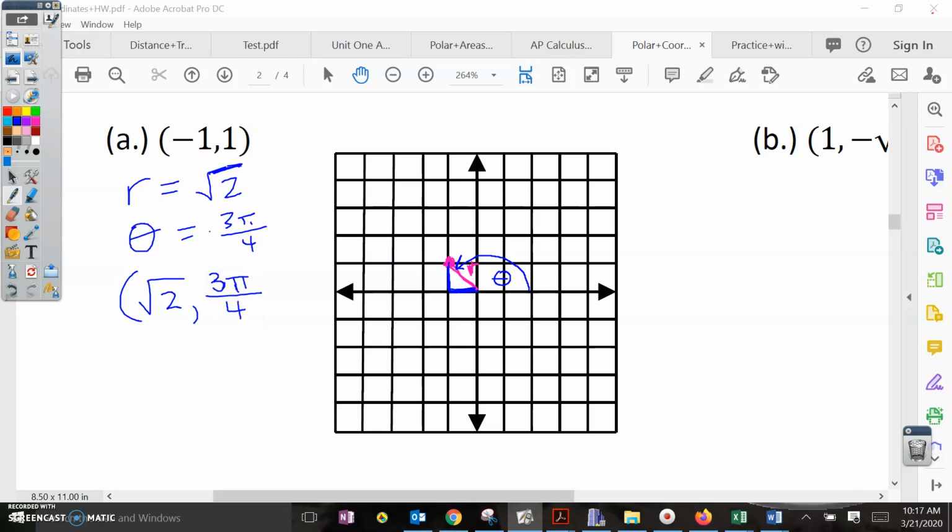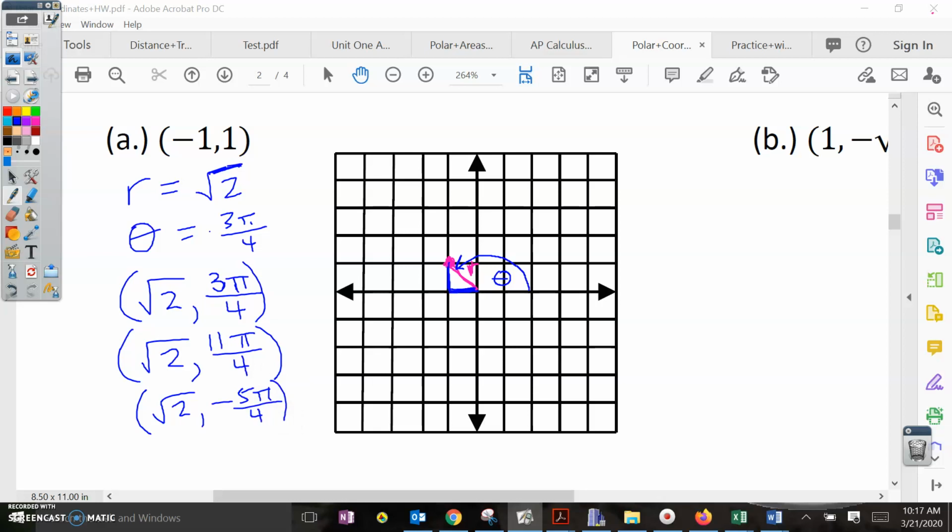And there are a variety of others that I can list. For instance, I can cycle around 2 pi radians more, and I end up with the exact same point. And I could continue to cycle around in that fashion. I could go back in the other direction for my theta, and have that.